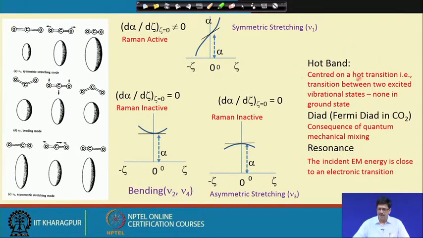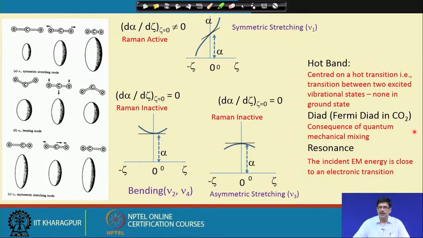Some of them may be because of the hot band. This hot band is nothing but a band centered on a hot transition, that is a transition between two excited vibrational states, when neither is in the ground state. So, these are some of the spectroscopic intricacies based on very fundamental physical principles, which we will not be discussing here in detail, but they will be of practical utility to us.